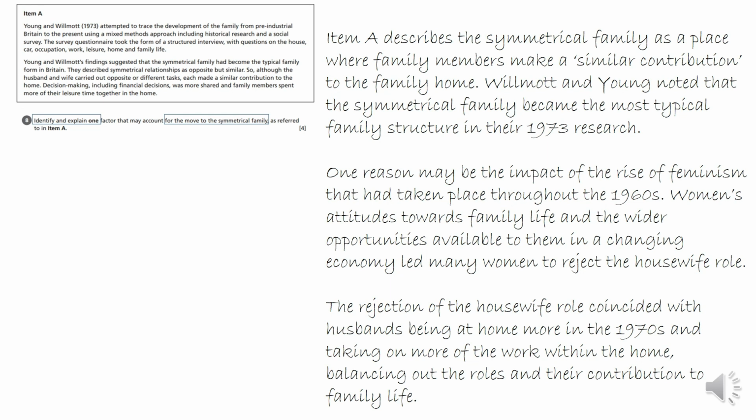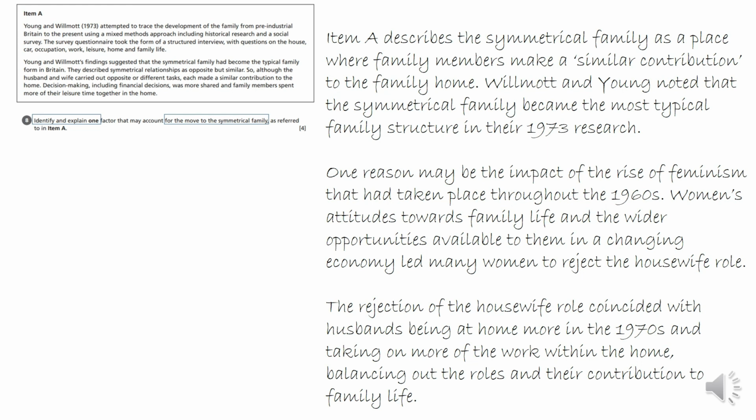Women's attitudes towards family life and the wider opportunities available to them in a changing economy led many women to reject the housewife role. So here I'm developing my thinking, I'm explaining exactly how this change in family structure, this change in the roles taken in the family to get this symmetry between the husband and the housewife role, and I'm developing that point further.